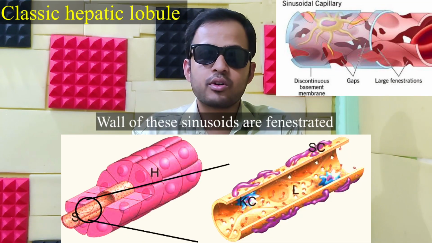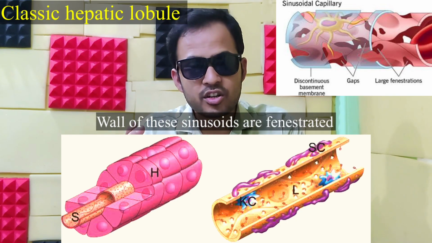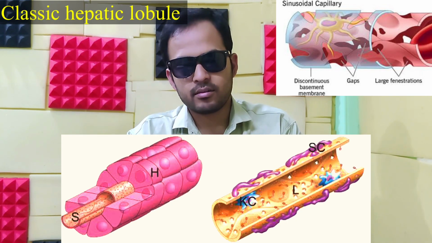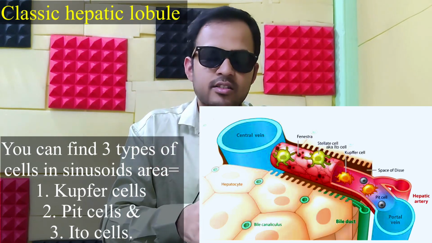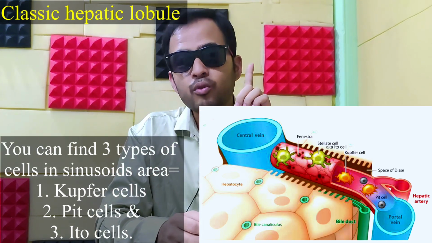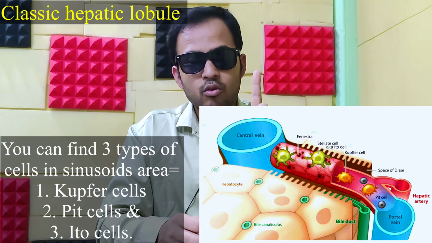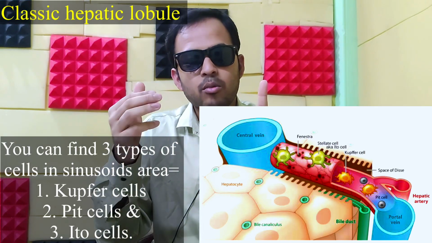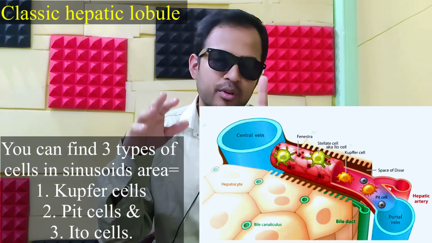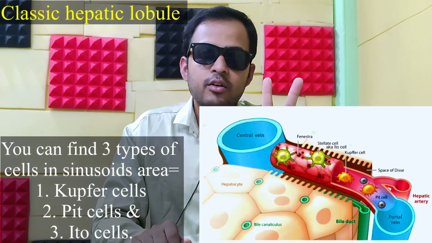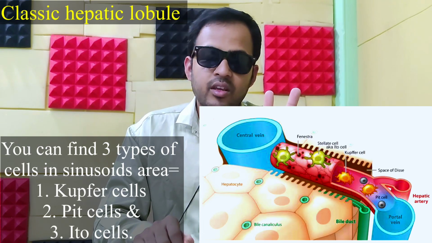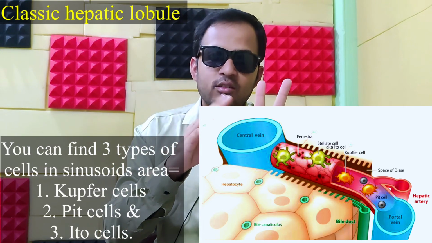Now the wall of these sinusoids is actually fenestrated, thin and flat. You can find 3 types of large cells, big size cells, in this sinusoid. First of all, the Kupffer cell. Kupffer cells actually belong to the mononuclear phagocyte system, or MPS. I will talk about these things later in the pathology chapter, not here. Secondly, you're going to find Ito cells. These are stellate shaped Ito cells.